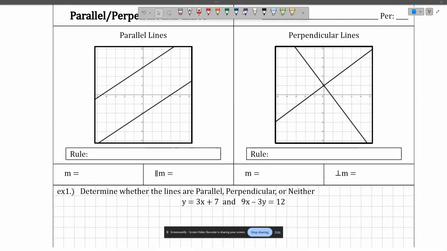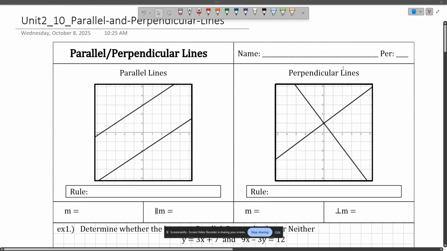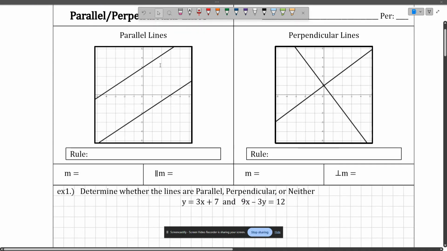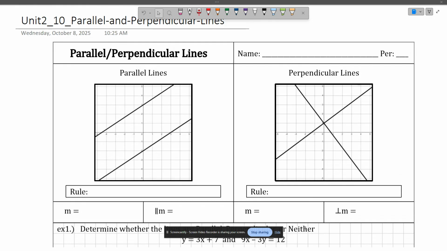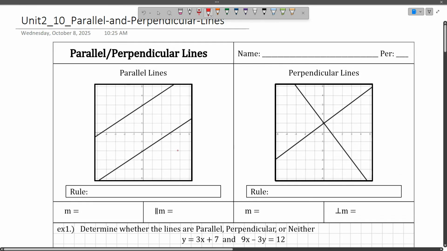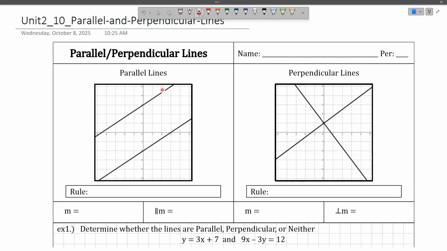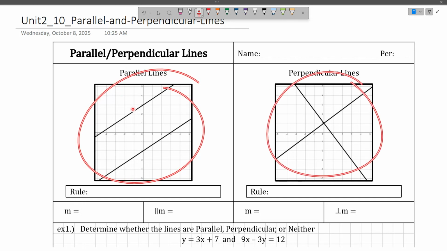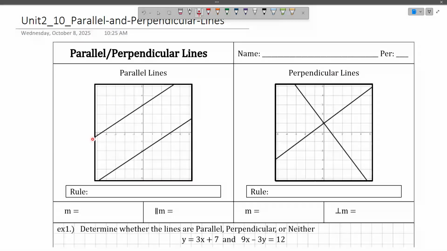Hello, ladies and gentlemen. In this video, we are going to be talking about parallel and perpendicular lines. Okay? And we have to come up with some rules. Now, we could come up with some basic rules here. I mean, if we look at this, this is a set of parallel lines, and this is a set of perpendicular lines. We could make a basic rule that says parallel lines are lines that will never cross, right?